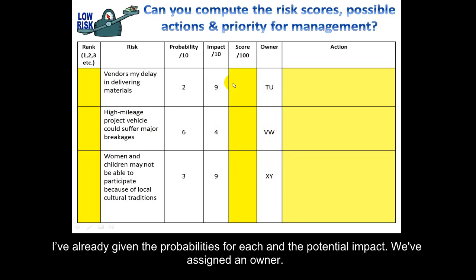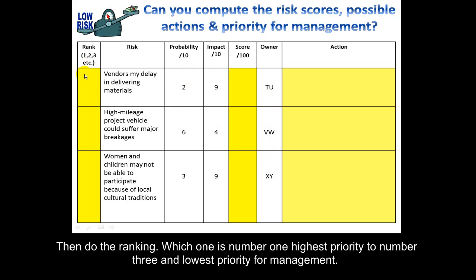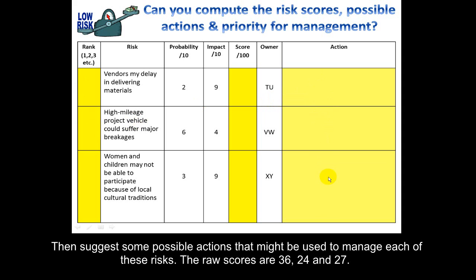Now there are several cells that are blank in the yellow, and what I'd like you to do is to fill in those blanks. First of all, do the composite score using either or both of the methods that I show you. Then do the ranking, which one is number 1, highest priority, number 3, lowest priority for taking the time for management, and then suggest some possible actions that might be used to manage each of these risks.